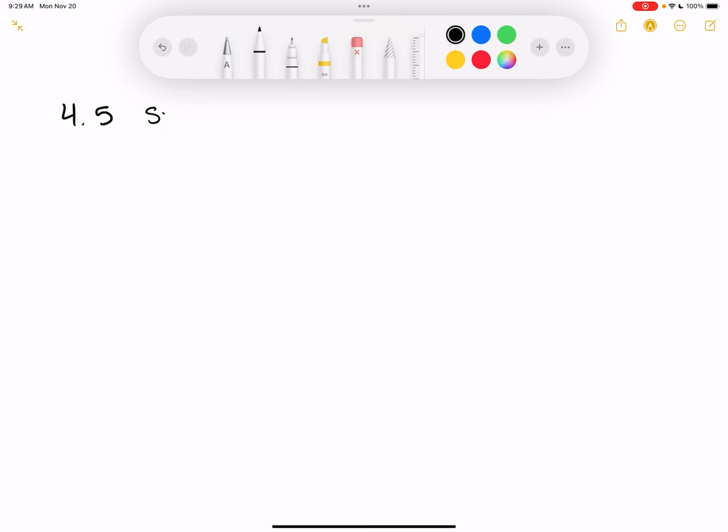All right, 4.5, solve quadratic equations by finding square roots.